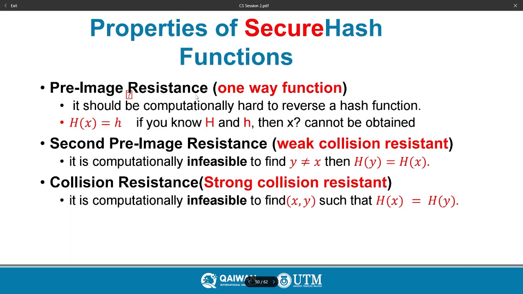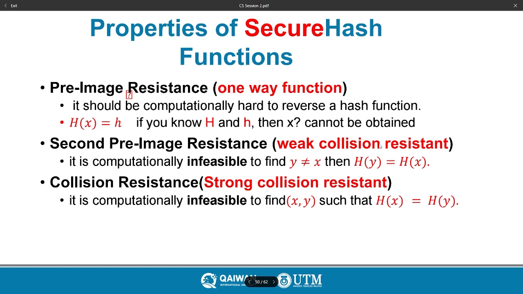Now, pre-image resistance, the one-way property. It should be computationally hard to reverse a hash function: h(x) = h. If you know h, or if you know the algorithm and you have the hash value, it is still not feasible to get the entire message, or to get x. That is why it is quite hard to get the entire message.